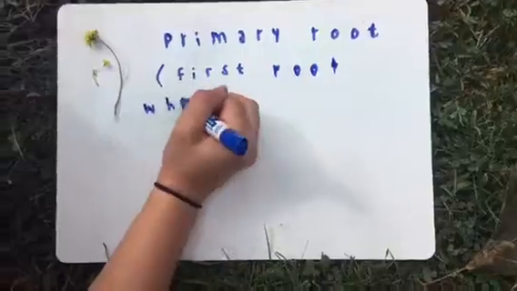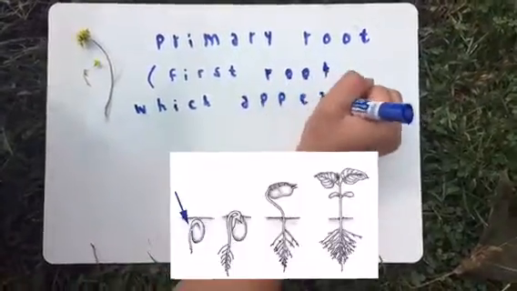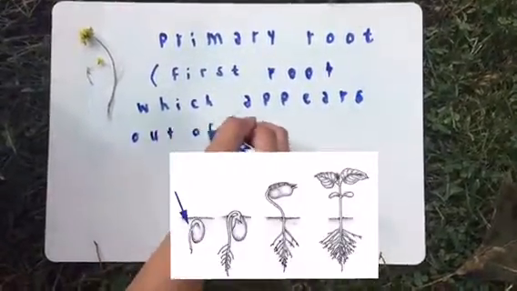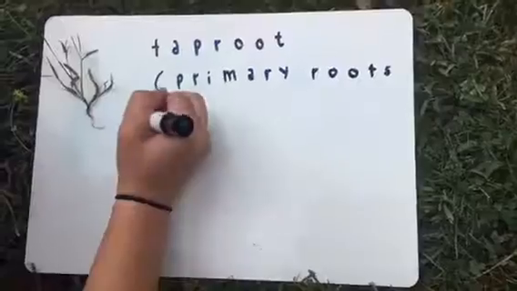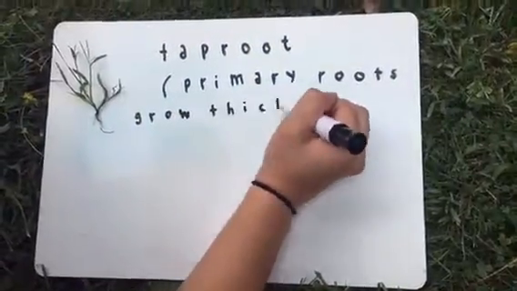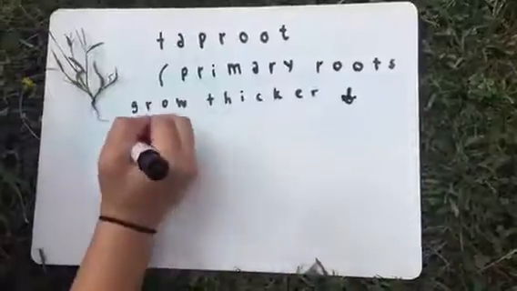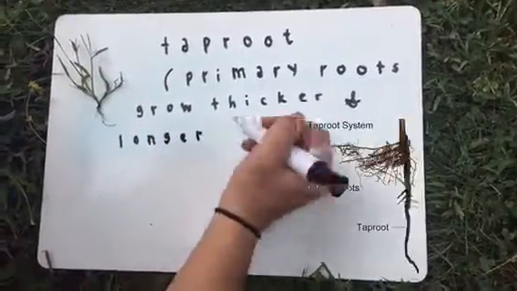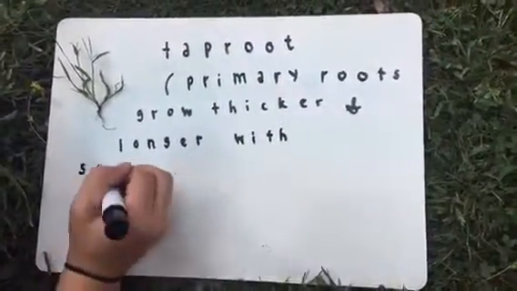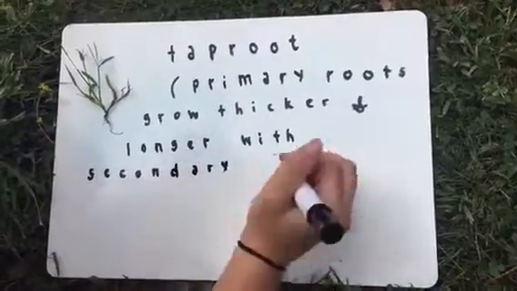The primary root is the first root which appears out of a germinating seed. A taproot is a primary root that grows thicker and longer and has secondary roots growing off of it. A great example of a taproot is a carrot.